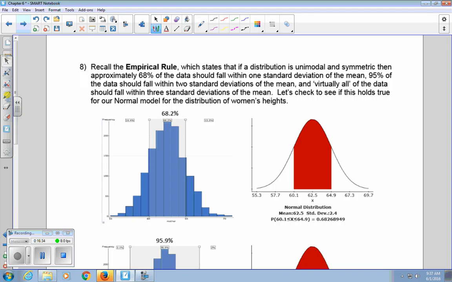Okay, so looking over here, the histogram is our actual data. And if we look at one standard deviation on either side of the mean, so you can see the shaded area is one standard deviation below and one standard deviation above, 68.2% of our actual data falls within one standard deviation of the mean. And according to the normal model, 68.3% falls within. So this is really good, following the empirical rule.